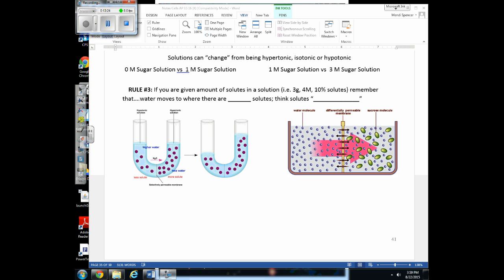So if you're determining whether a solution is hypertonic or hypotonic, you have to have another solution to compare it to. So here we have a solution that has no sugar in it. So it's pure water. So it's 0 molarity sugar solution. Compared to a 1 molar sugar solution, in this situation, this one would be hypo. This one would be the hypertonic solution. Let's take that exact same 1 molar sugar solution, and here it is. Let's compare it to a 3 molar sugar solution. So now that solution that we just said was hypertonic is now hypotonic, whereas this solution is considered the hypertonic one.